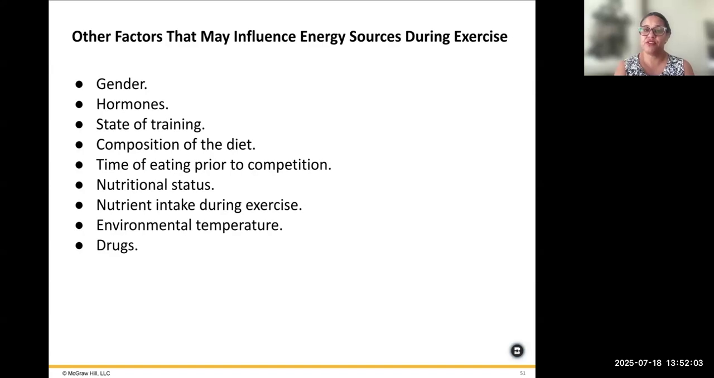Other factors that may influence energy sources: gender, hormones, state of training. Do you train hard or are you just a beginner? Composition of the diet, time of eating prior to competition, nutritional status, nutrient intake during exercise, environmental temperature, and drugs.